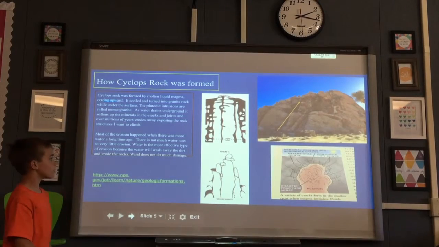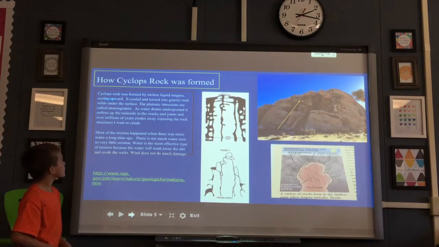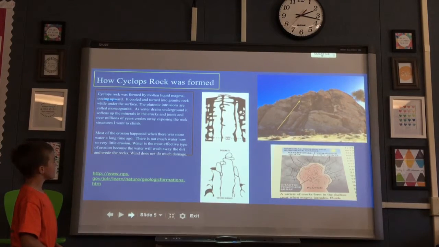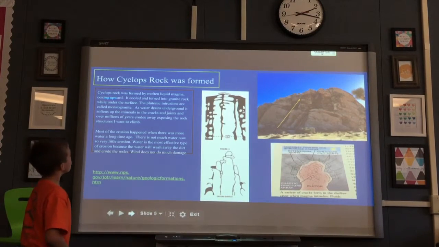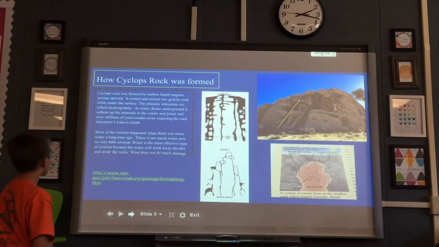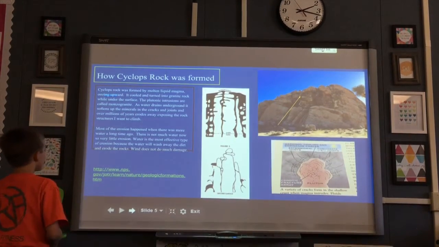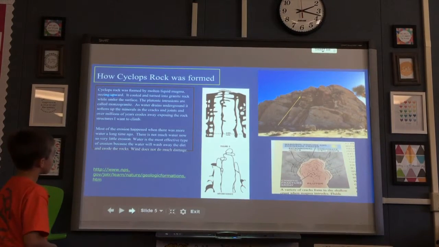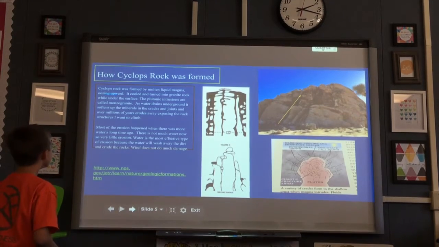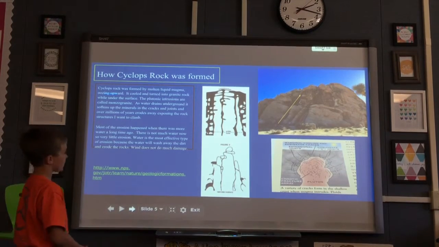So this is my favorite rock. It's called Cyclops Rock. And here's my paragraph. Cyclops Rock was formed by molten liquid oozing upward. It cooled and turned into granite rock while under the surface. The plutonic intrusions are called monzogranite. As water drains underground, it softens up the materials in the cracks and joints, and over millions of years, it erodes away, exposing the rock structures I want to climb.